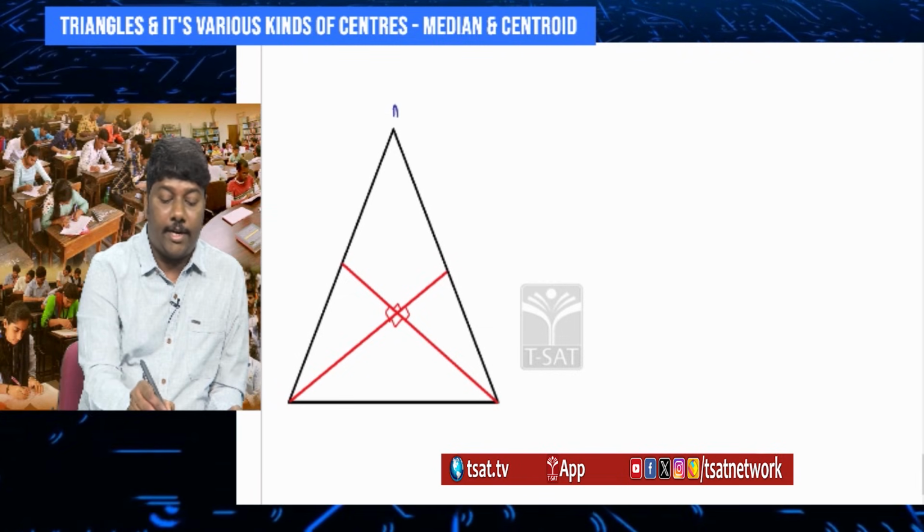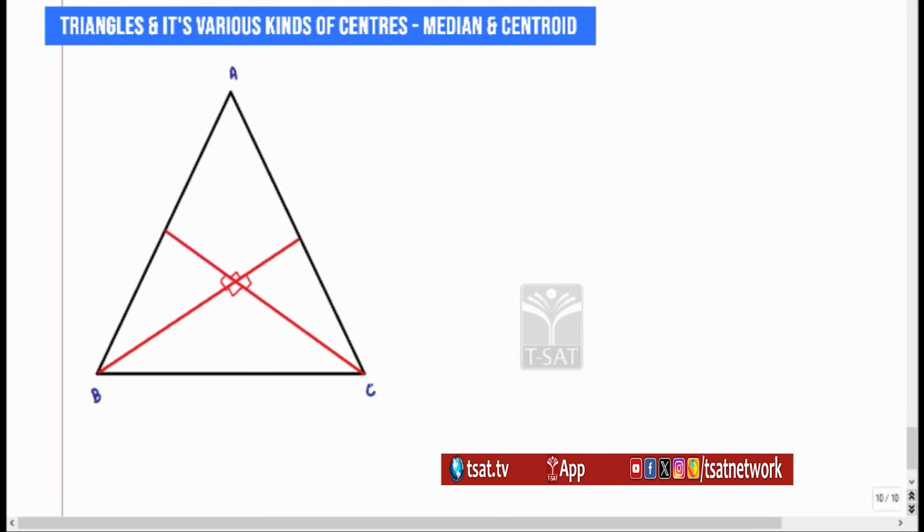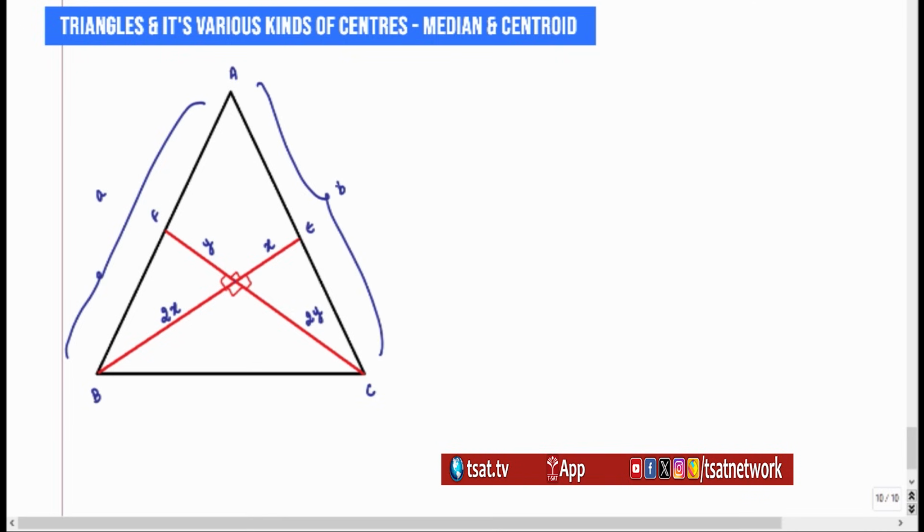Now let's consider if medians are perpendicular to each other. This is a normal triangle ABC, but the medians are perpendicular to each other, and we know the intersection point of medians is the centroid. Centroid divides the median in the ratio 2:1. Therefore, take it as 2x, x, and CF I am taking as 2y, y. Let's take this whole side as A, this whole side as B, this side is C.